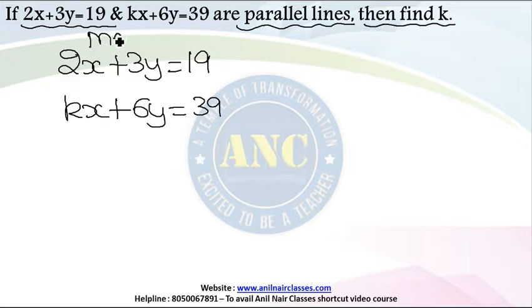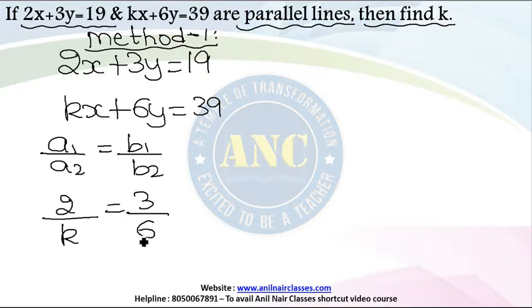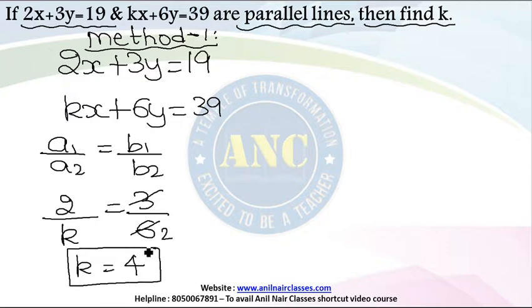Now see here, let me discuss two methods for you. You pick up the method which you are comfortable. Now, because the question is given as parallel lines, I told you that a1 by a2 will be definitely equal to b1 by b2. a1 is nothing but 2, a2 is nothing but k, b1 is nothing but 3, b2 is nothing but 6, 3 by 6 is nothing but 1 by 2, so k value will be equal to 4. This is one of the ways of finding from the condition of a parallel line which we just understood 2 minutes before.